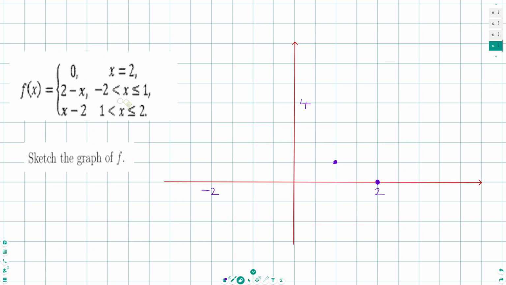So we see that the -2 is not included in the domain, so we put a circle, a white circle. And then we connect these 2 points with a line.